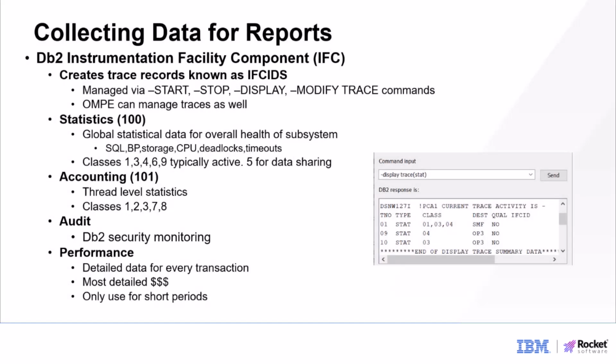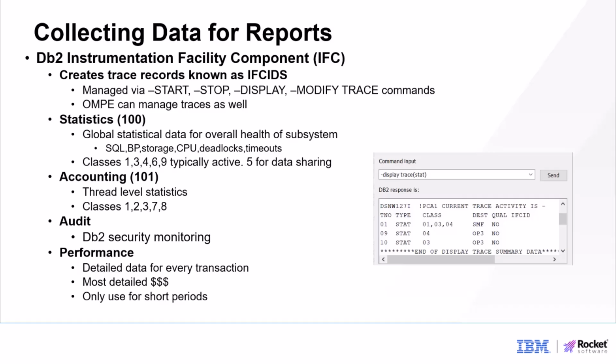With any type of DB2 performance monitor or DB2 performance-related reports, you need to first be collecting your data. I'm making the assumption that you are already familiar with the DB2 trace facility, but I thought I would just do a quick 10,000 foot overview of how the data is collected that's required in order to be able to run your reports.